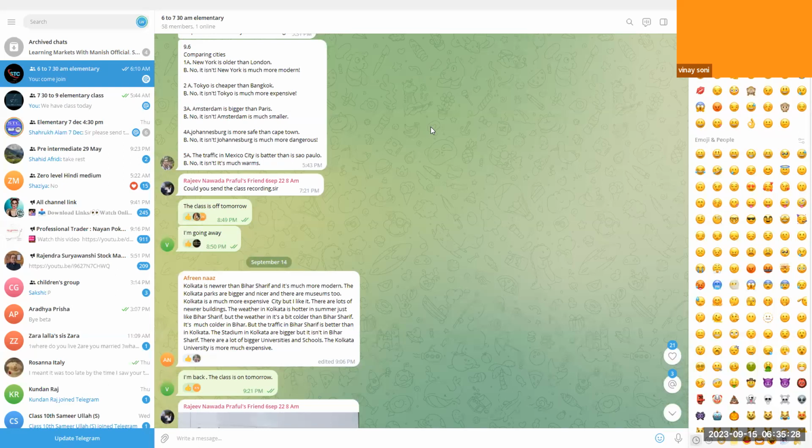The traffic in Bihar Sharif is better than in Kolkata. The stadium in Kolkata, stadium and are, I don't understand. The stadium in Kolkata are, stadiums in Kolkata are bigger, but it isn't in Bihar Sharif. What do you mean, but it isn't in Bihar Sharif? What are you comparing? You're comparing something with something that doesn't exist?